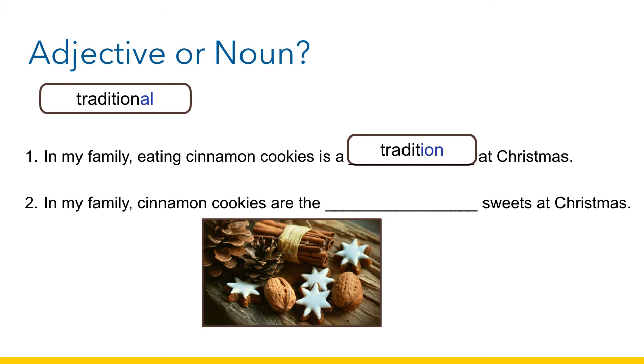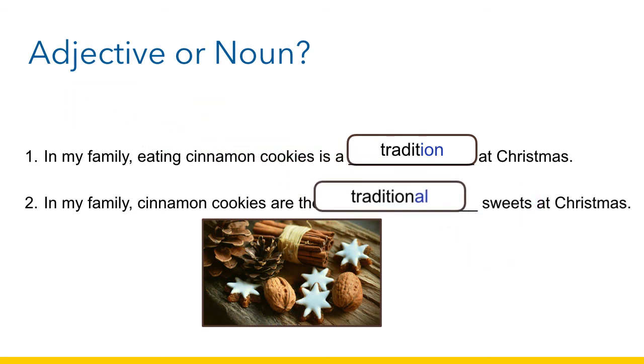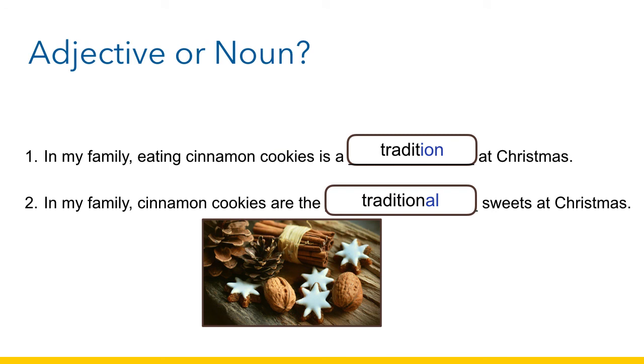Number 2, in my family, cinnamon cookies are the sweets at Christmas. Here, we have the, and we know we need a noun phrase after the. But look, we have sweets, which is a noun. That means we don't need another noun, we need an adjective. Traditional is an adjective. AL is a common ending or suffix that tells us it's an adjective. In my family, cinnamon cookies are the traditional sweets at Christmas.